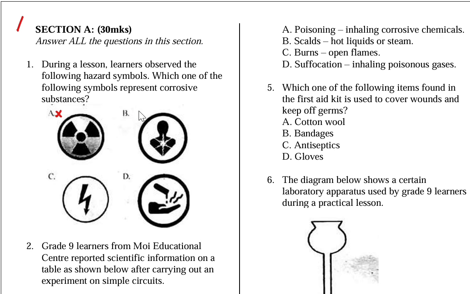So it is not B. B represents the health hazard symbol. Some books call it carcinogenic substances. Therefore, it is not corrosive. What about C? This one represents electric shock. Therefore, the one that represents corrosive substances is D. You can see that it shows a substance eating away at a hand, and therefore this one represents corrosive substances, and therefore the answer is D.